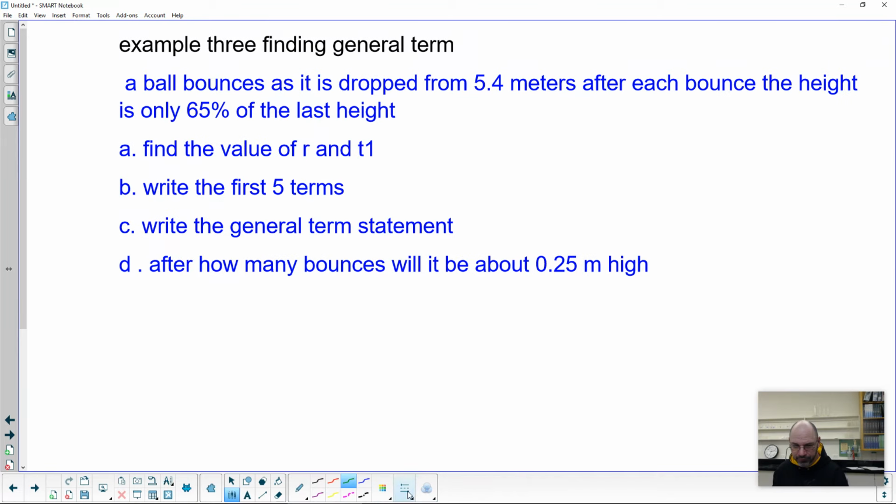Looking at it, okay, so the first height in the series is 5.4. So we're going to start off at 5.4 meters. Okay, that's the first drop height, and then it's going to come up 65% of that. So R is 65%, 65 out of 100. Now it is shrinking each bounce, so we don't add 100 to it. It's not growing, so you're not adding. You just leave it. That's 0.65.